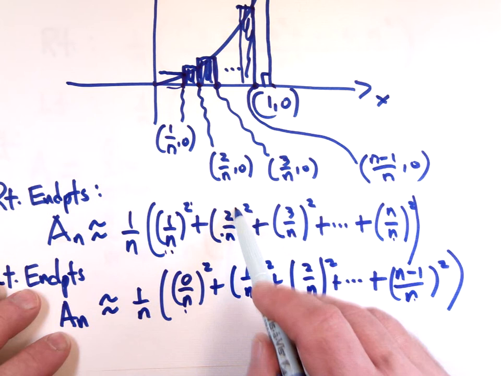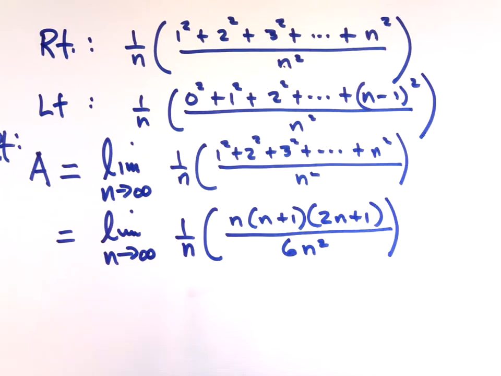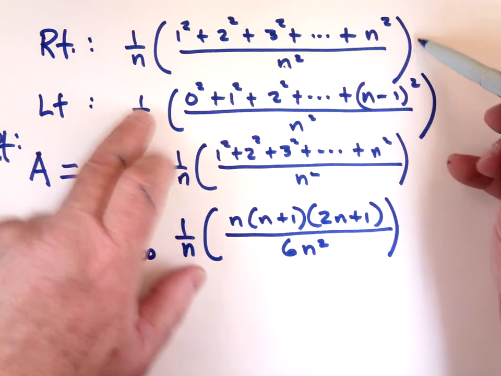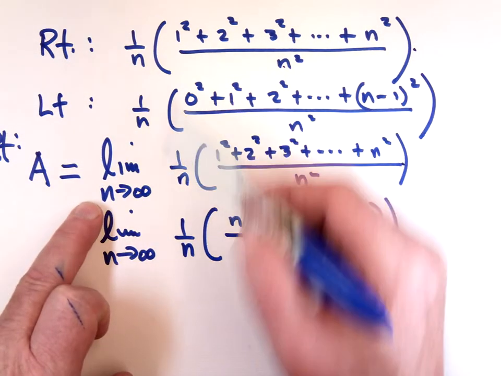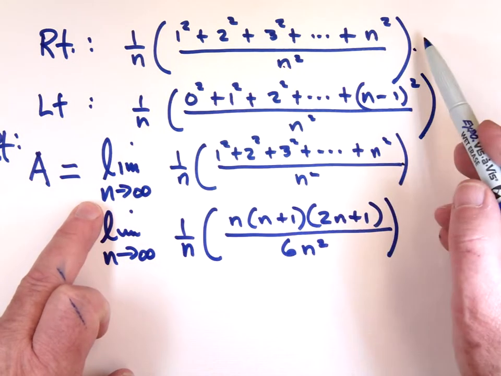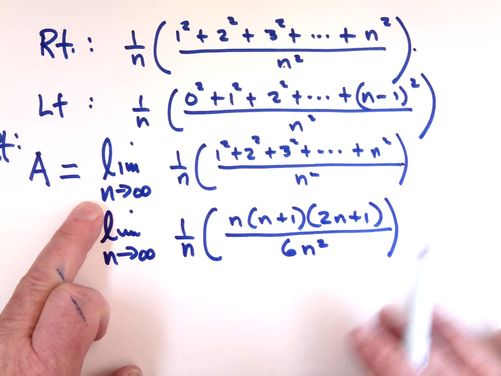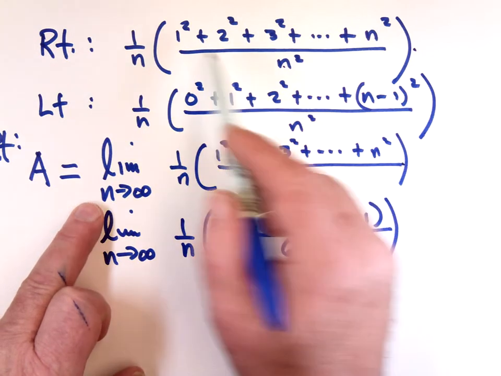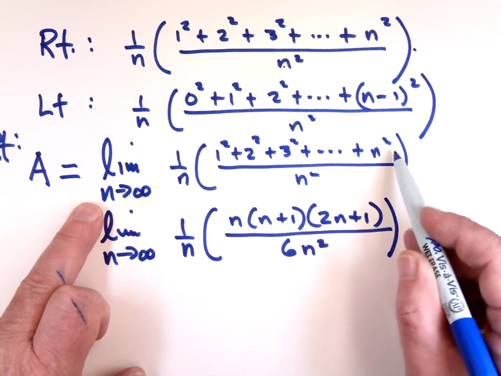I'm just taking this formula up here, and I'm putting it down here, and I'm going to do the limit as n goes to infinity on this formula. It's a little bit easier than the other formula, but I'll do the other formula in a minute. Here's the sum of the first n squares. I have a formula for it. It's this, so what I have now to do is evaluate this limit.